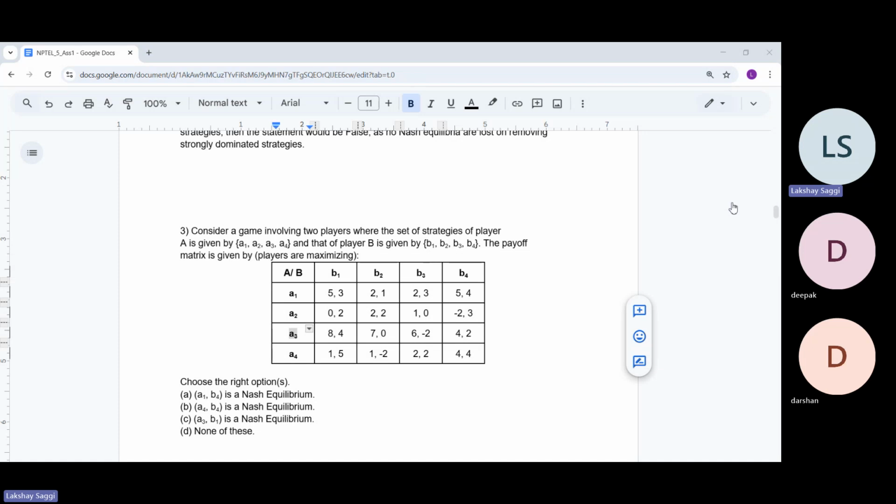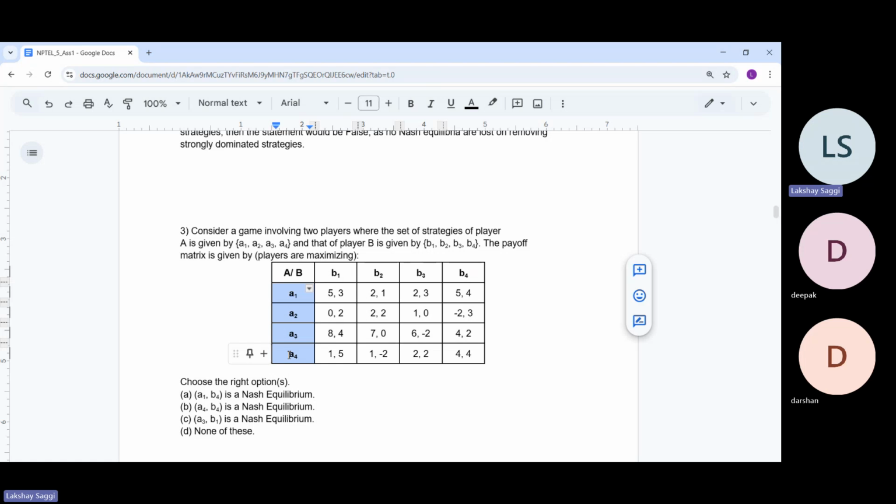Okay, so I'll try to explain this again, Darshan. Maybe I'll start with a bit more basics. What do we mean by row players and column players? These are the strategies. There is a player A and a player B, and what you said is that player B has these possible four strategies: B1, B2, B3, B4, and player A has these possible four strategies: A1, A2, A3, and A4.